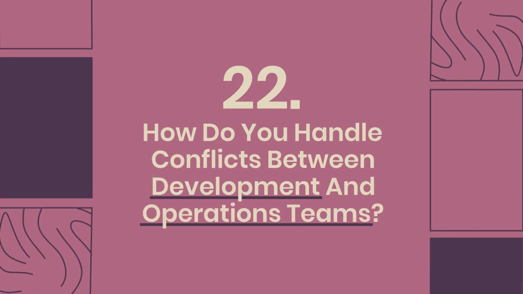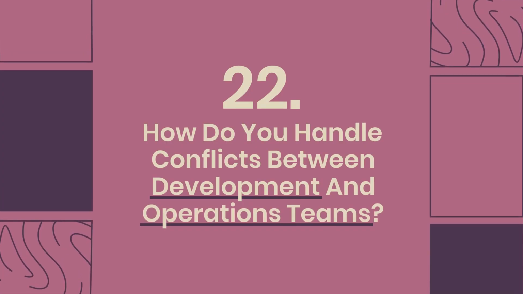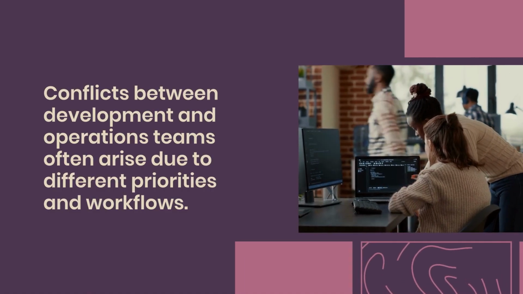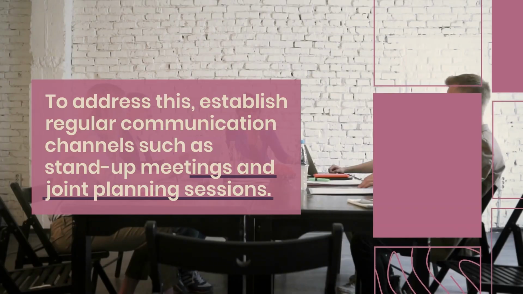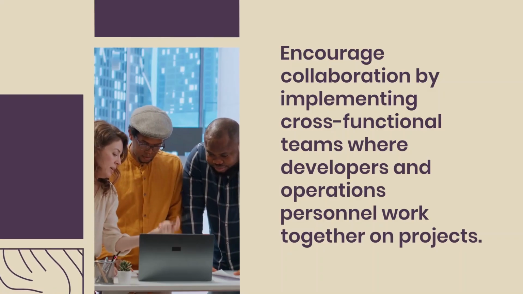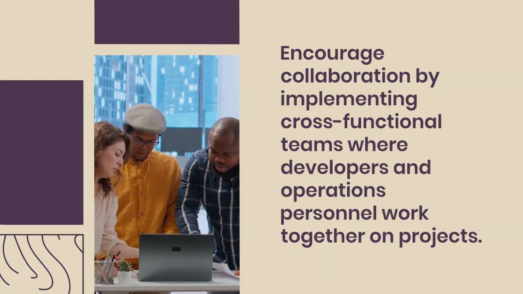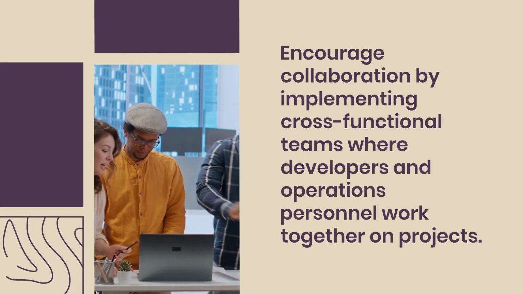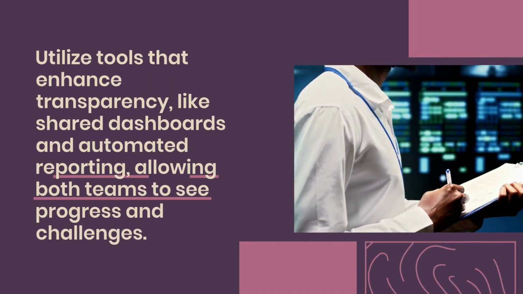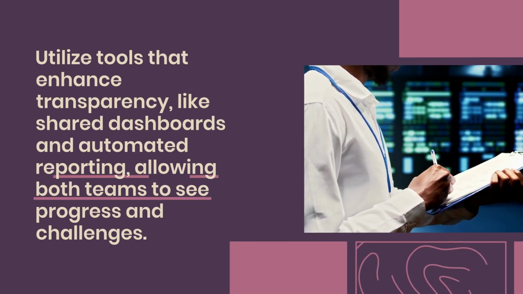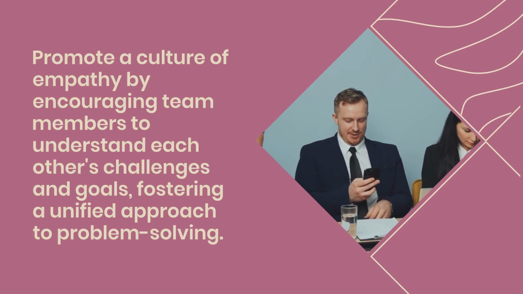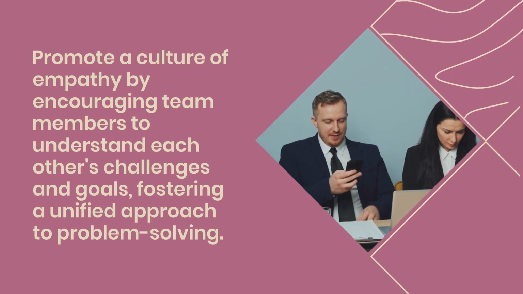22. How do you handle conflicts between development and operations teams? Conflicts between development and operations teams often arise due to different priorities and workflows. To address this, establish regular communication channels such as stand-up meetings and joint planning sessions. Encourage collaboration by implementing cross-functional teams where developers and operations personnel work together on projects. Utilize tools that enhance transparency, like shared dashboards and automated reporting, allowing both teams to see progress and challenges. Promote a culture of empathy by encouraging team members to understand each other's challenges and goals, fostering a unified approach to problem solving.